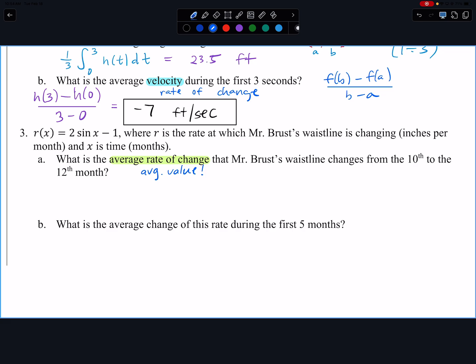So the formula, remember, is 1 over b minus a. What's a in this problem? 10. What's b? 12. So 1 over b minus a, guys, what's 12 minus 10? 2. So it's going to be 1/2 times the integral. What's a? 10 to 12. Do I have to write my function? No. I can just put r of x dx.